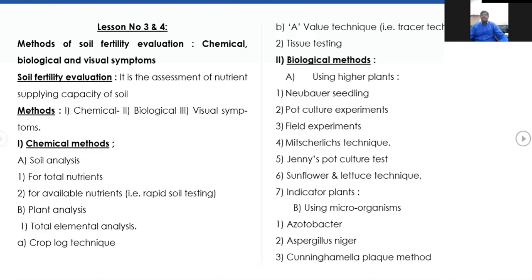Then the next set is categorized by using microorganisms. The first method is Azotobacter. The second is Aspergillus niger. The third is the Cunninghamella plug method.